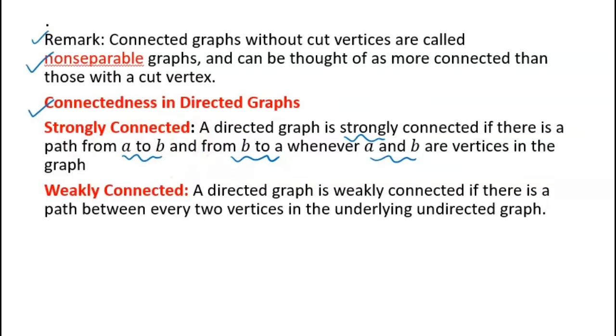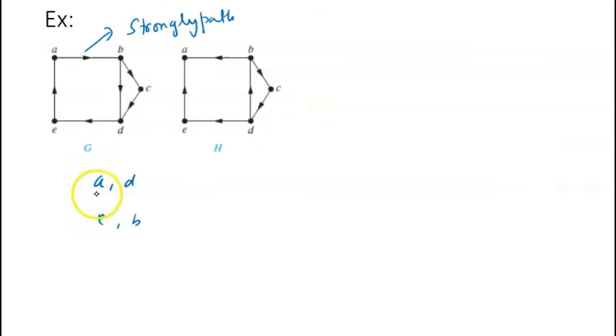So look at the definition again. A directed graph is strongly connected if there is a path from A to B and from B to A as well between any two vertices in the graph. So here if I take A and D, there is a path from A to D, and there is also a path from D to A. The same is true for any two other vertices also. So this kind of graph is known as strongly connected.